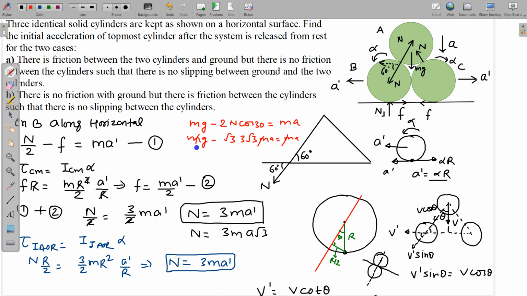This m is cancelled here. Now this will be 9, and this 9 will go here, it will become 10. So acceleration is g by 10. So for the first case, the acceleration of the topmost cylinder will be g by 10. This is the answer for the first case.